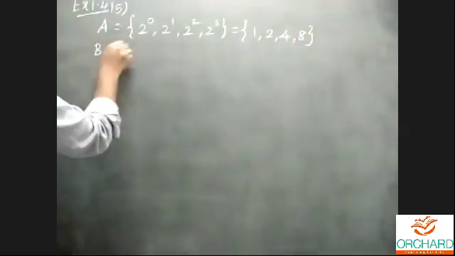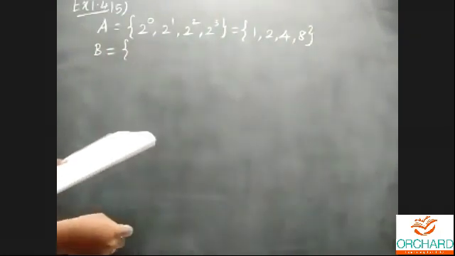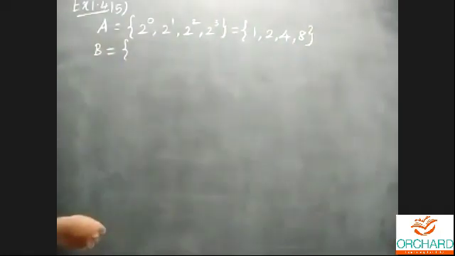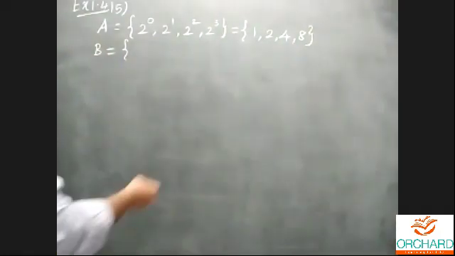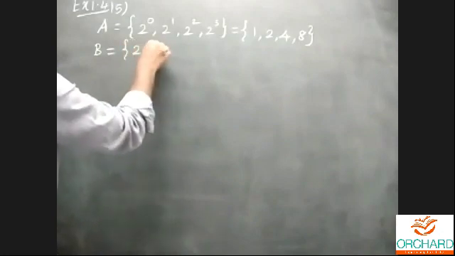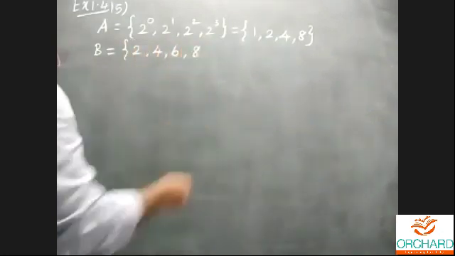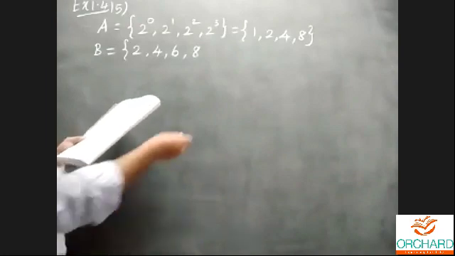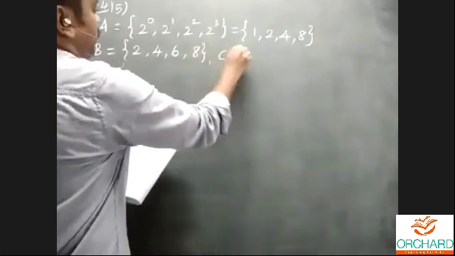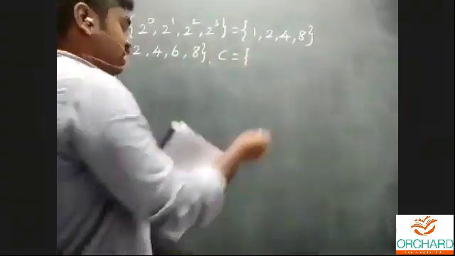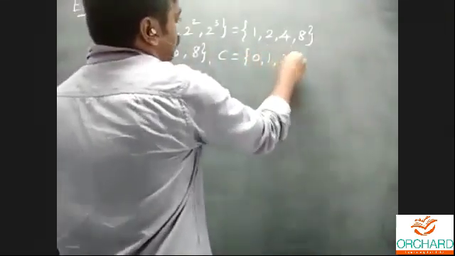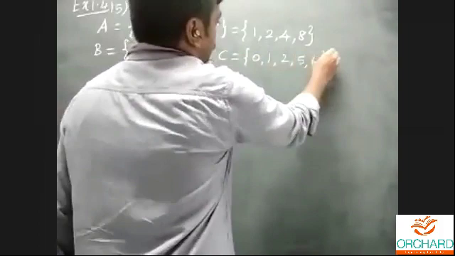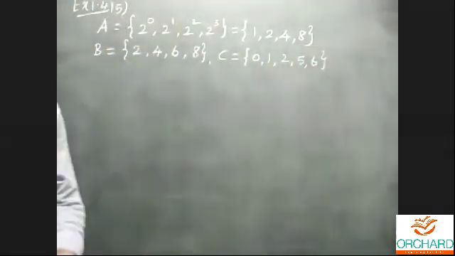Next, element of set B, that is 2n. N is less than or equal to 4. That's a natural number: 2, 4, 6, 8. 2 1s are 2, 2 2s are 4, 2 3s are 6, 2 4s are 8. Only the 4 numbers. Next, elements of set C, they have given 0, 1, 2, 5, 6.